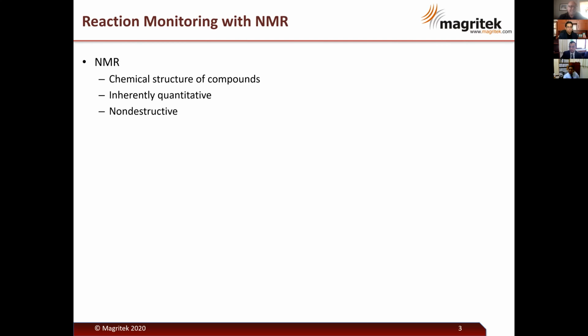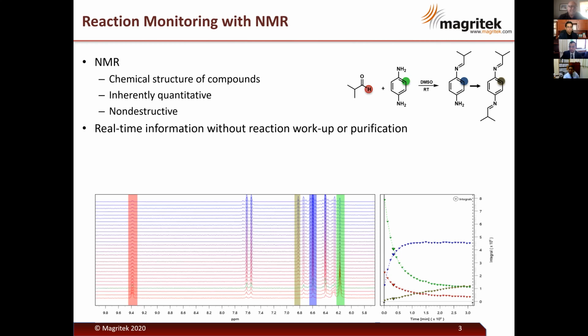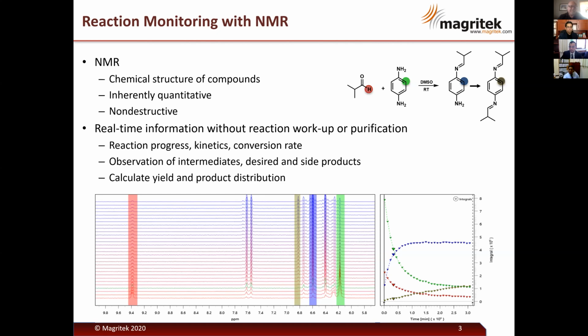Reaction monitoring with NMR can provide real-time information without the need to work up or purify the reaction mixture. So information such as reaction progress, kinetic and conversion rate can be easily obtained. And since NMR provides information about the structural composition of the compounds, we can find intermediate, desired, and undesired products. And all of this information can be used to calculate the yield and product distribution, again, without a need to work up the reaction.